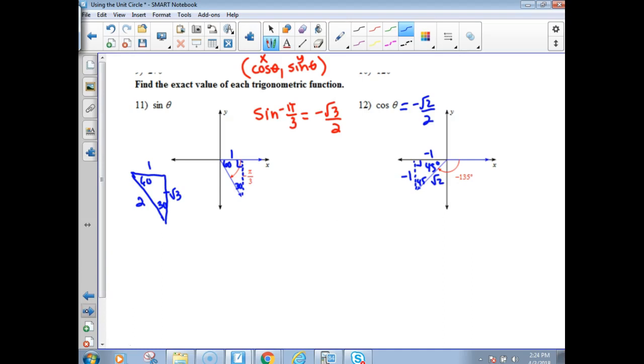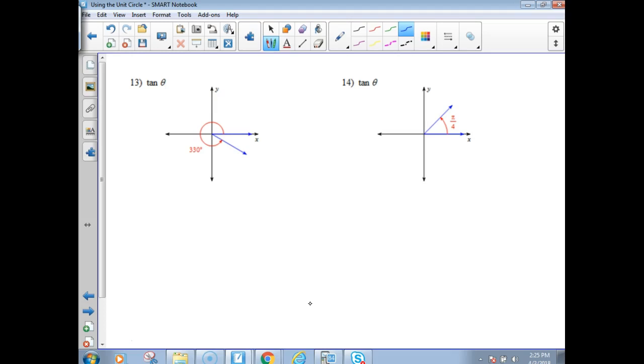All right, couple more. Let's do tangent of 330. You know the reference would be 30, I hope.